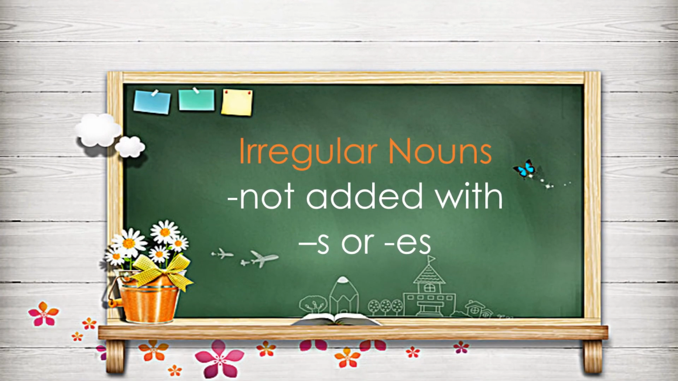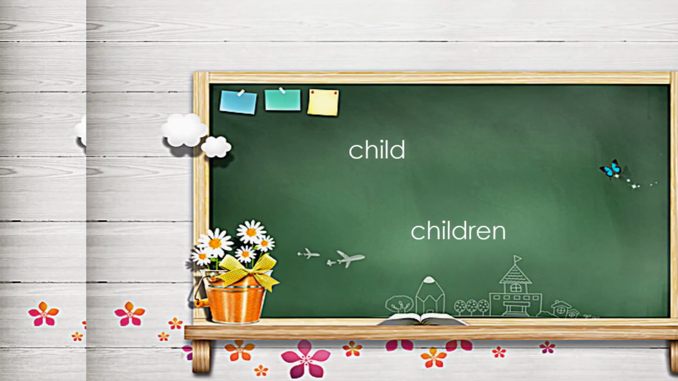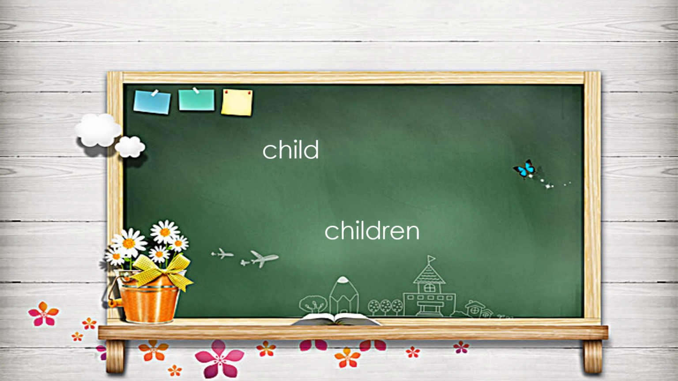As mentioned, irregular nouns form their plural by changing their spelling or by not changing their spelling at all. This means that they are not added with S or ES. Let's have these examples.